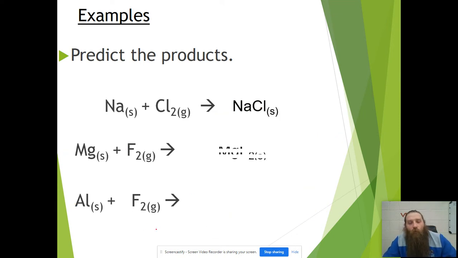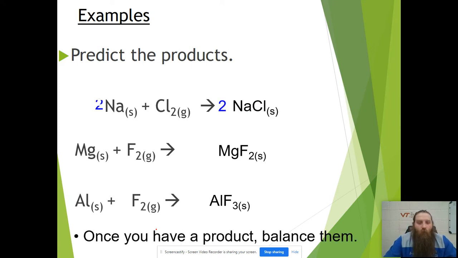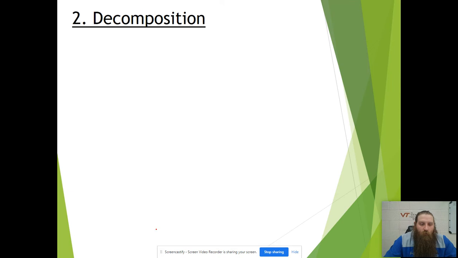Oh, and here we can see some connectors. Yeah, there we go. Works every time. Make sure we balance them. And there we are. I forgot I put those in there. All right, let's look at the second type.